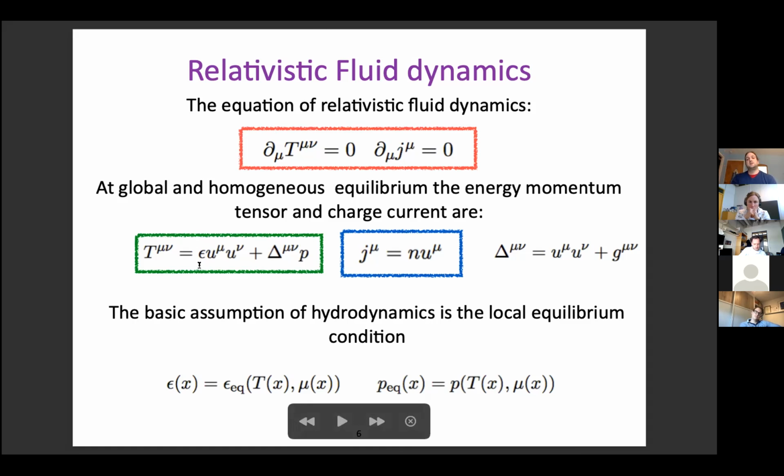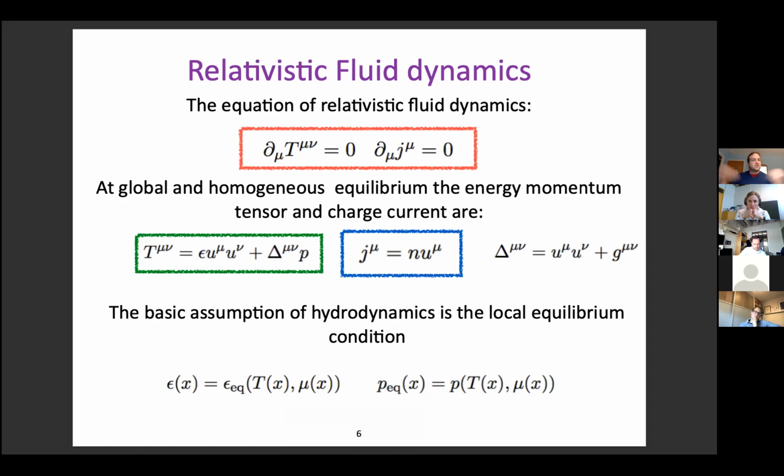So once you specify a relation between energy and pressure, or eventually energy as a function of temperature, pressure as a function of temperature, one can actually solve this evolution equation and understand how the energy density changes as a function of time, and that's rather powerful.